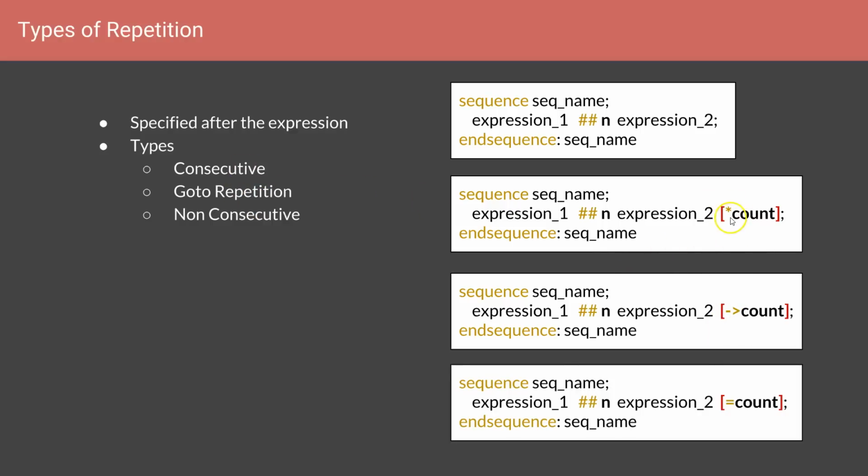A star represents a consecutive repetition, a minus and greater-than symbol represents a go-to repetition, and an equal-to symbol represents a non-consecutive repetition operator. So this is the syntax to specify a repetition operator in an expression while you specify a sequence. Now you will learn each of them separately, and first you will go to the consecutive repetition operator.